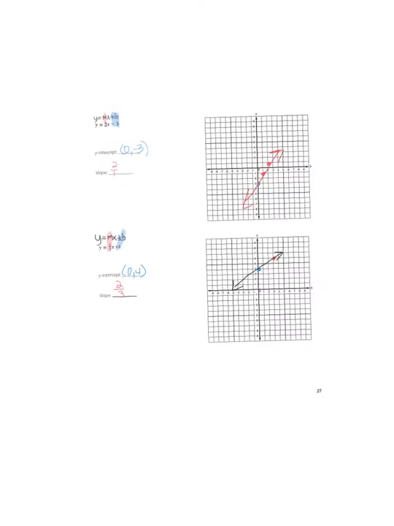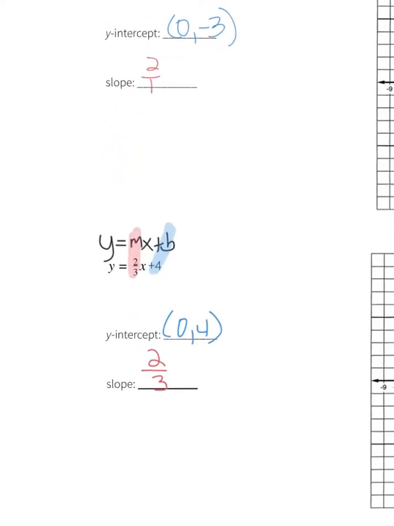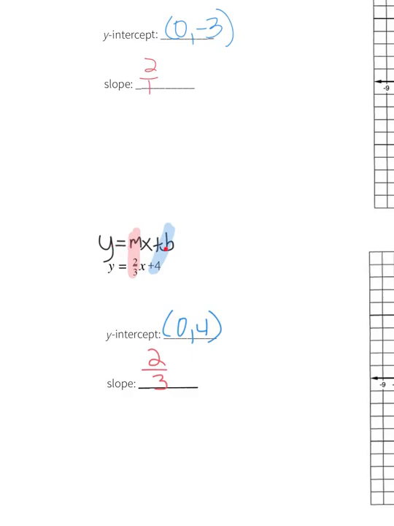Okay, hopefully you had a chance to try this one on your own and you used the slope-intercept formula to determine the intercept and the slope. So if I look here, y equals mx plus b, here is my equation, y equals 2/3 x plus 4, my b is 4, b is y-intercept, so the y-intercept is 0, 4. And then my slope, which is represented by m, in this case it's 2/3.